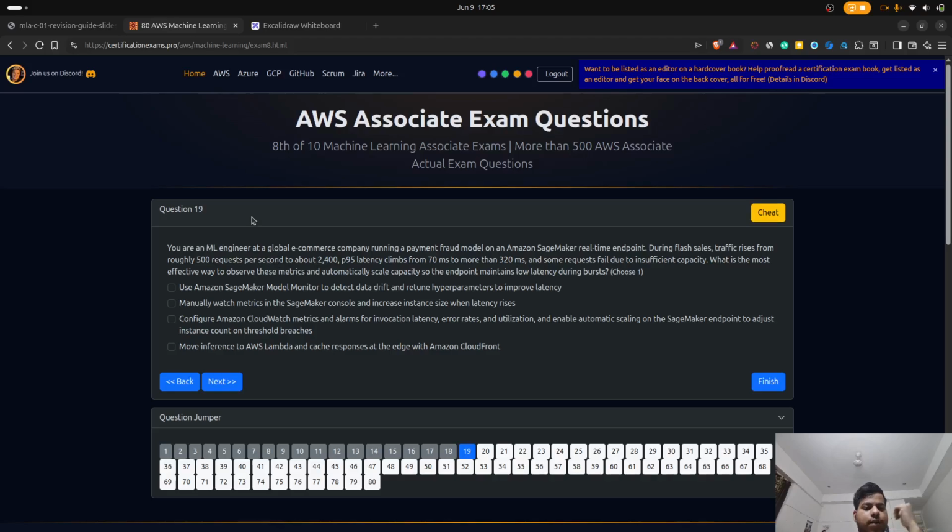Okay, you are an engineer at a global e-commerce company running a payment fraud model on an Amazon SageMaker real-time endpoint. During a flash sale, traffic rises from roughly 500 requests per second to about 2400. P95 latency climbs from 70 milliseconds to more than 320 milliseconds, and some requests fail due to insufficient capacity.